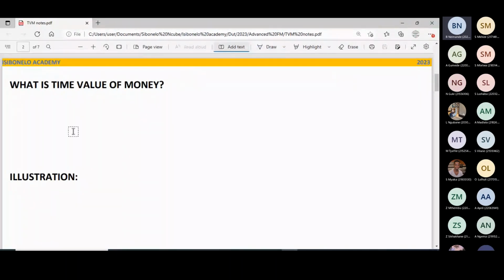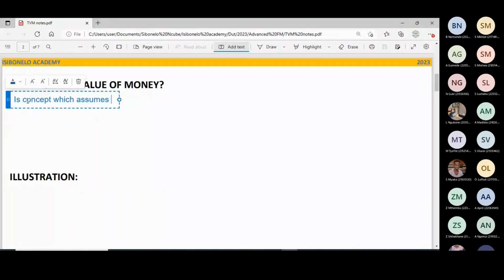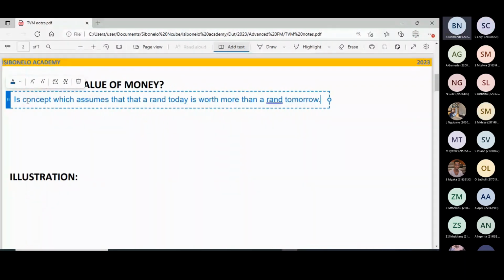So guys, time value of money is the concept which assumes that a rand today is worth more than a rand tomorrow. So let me write it down so that we can break it down. So time value of money is a concept which assumes that a rand today is worth more than a rand tomorrow. So this is the assumption of the time value of money. So it assumes that a rand today is worth more than a rand tomorrow.